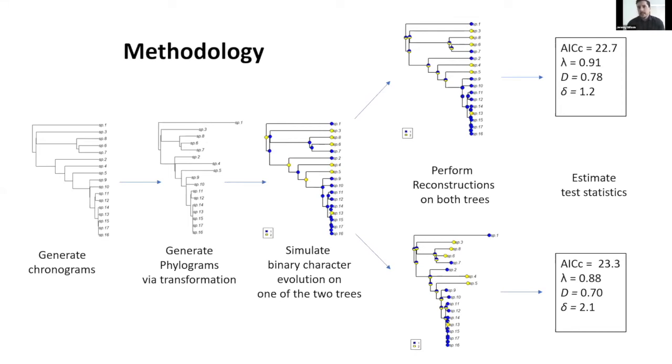We then simulated a binary character, so a discrete character with two states, on one of the two trees, either the chronogram or the phylogram, and performed ancestral state reconstructions using typical maximum likelihood methods on both trees, so both of the two options, one of which was the correct tree and one of which wasn't, to look at whether it made a difference, to look at whether the reconstructions were more accurate if performed on the tree that a character evolved on. And then we generated a whole bunch of test statistics to look at if any of those statistics indicated which tree was the correct underlying tree.